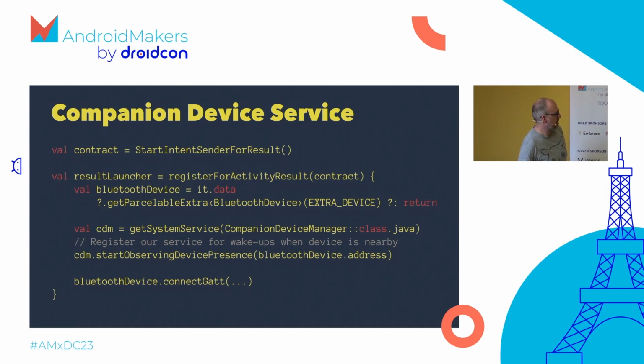So we update our register activity for result that we saw earlier, where you actually call companion device manager startObservingDevicePresence. Remember, if the user removes the device from your app, you need to call stopObservingDevicePresence as well, and also do the remove binding.